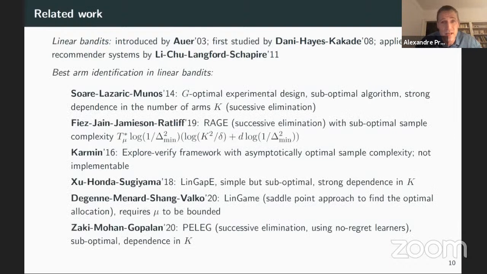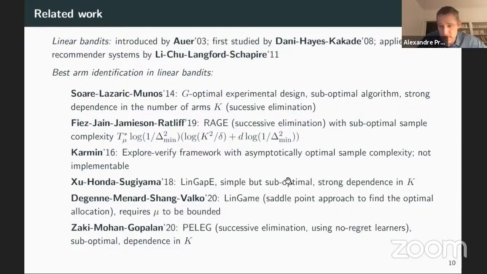When it comes to best arm identification in linear bandits, there are only a few papers, let's say around 6 papers, and the literature started with Soare, Lazaric and Munos in 2013. When we did our analysis, the state-of-the-art algorithm was called RAGE, by Fiez, Jain, Jamieson and Ratliff. Most of these algorithms are actually based on successive elimination. It means that the algorithm proceeds in phases, and at the end of each phase, you remove some arms that you believe won't be optimal. Because of this structure, it's very difficult to prove that these algorithms are optimal, and they are probably suboptimal in terms of sample complexity.